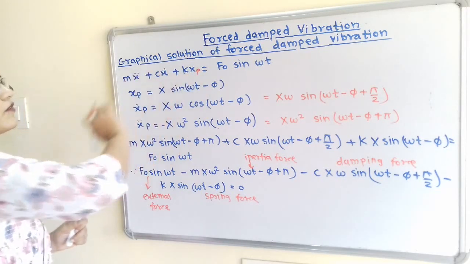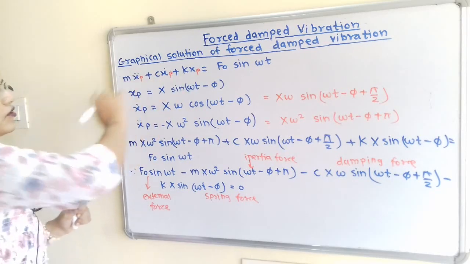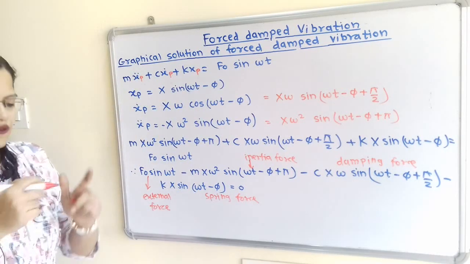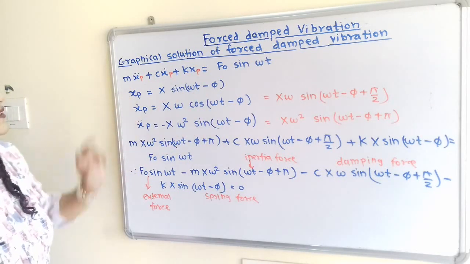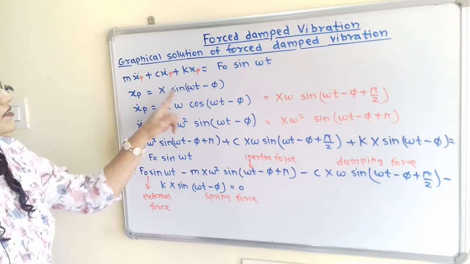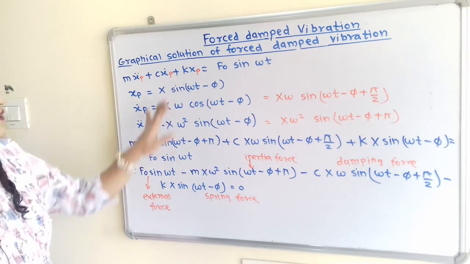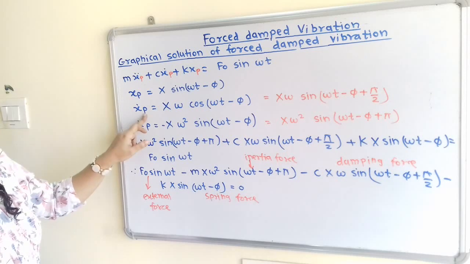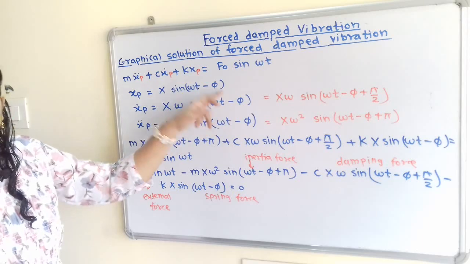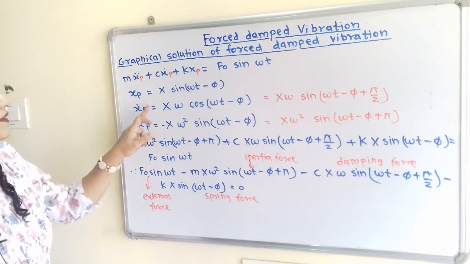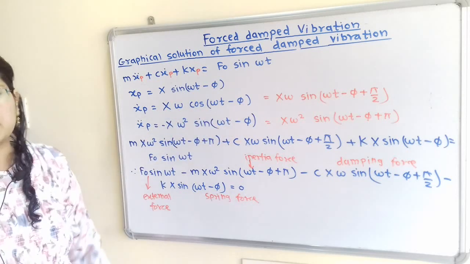Now how to find out x dot p? Here also, x dot p and x double dot p, we have to put the value. So x dot p we will find out by differentiating this equation with respect to time t. Now this sine of omega t minus phi is a function of time t. So when we differentiate, it will become cos of omega t minus phi multiplied by omega. So x dot p is equal to x omega cos of omega t minus phi.